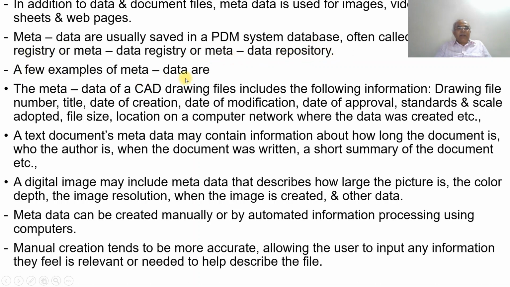A few examples of metadata: the metadata of a CAD drawing file includes the following information. So what information do you get? Drawing file number, title, date of creation, date of modification, date of approval, standards and scale adopted, file size, location on a computer network where the data was created, etc. So these are the information about the drawing files.